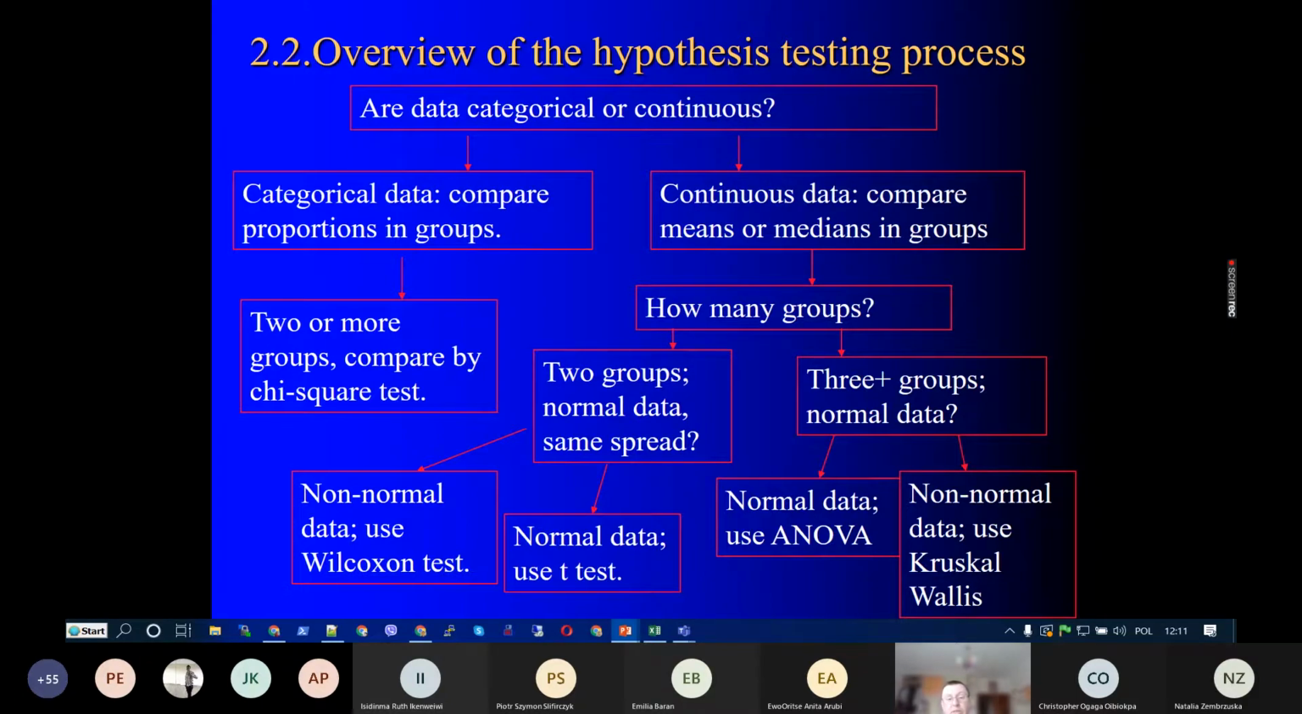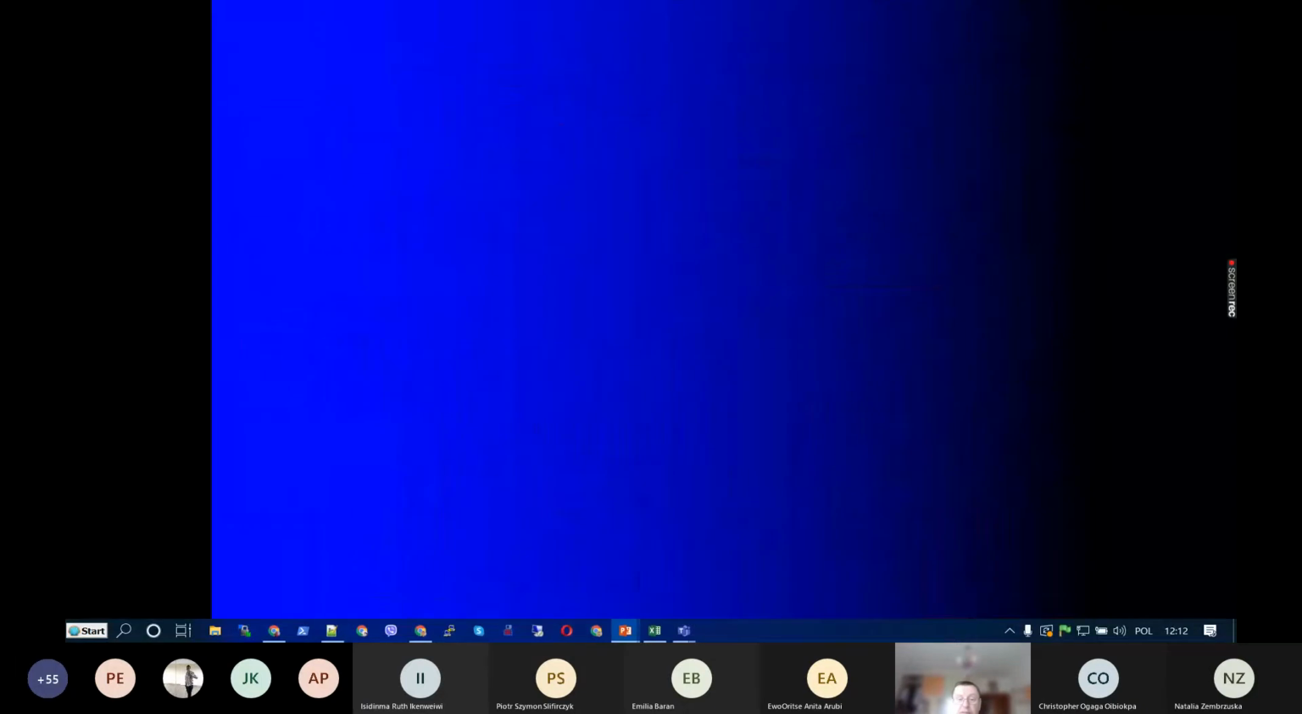For continuous variables, it depends on whether we have two groups or more than two groups. And depending on whether we have normal or abnormal distribution, we must use for two groups and normal distribution the t-test statistics, the Wilcoxon test for non-normal distribution, then analysis of variance for three groups with normal data, and the Kruskal-Wallis test for non-normal data. So actually, even this is not a complete list of available tests.